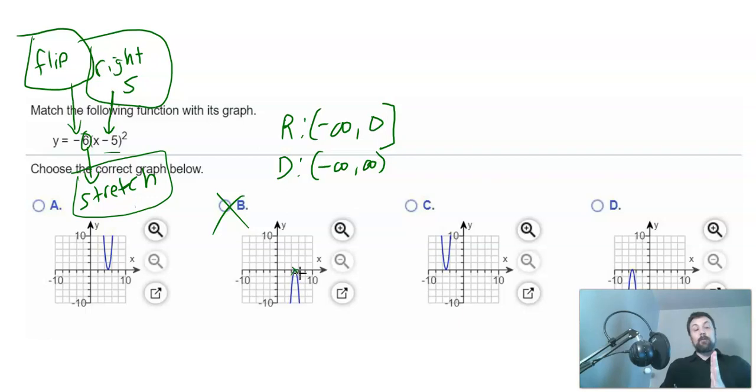It got shifted to the right 5, so we're talking about x equaling 5. You want the y coordinate, right? You want the largest possible y value. That's what the range is asking for. And so this is the highest point on the graph. The y coordinate for that point is 0. So that's the largest y coordinate that this graph can produce. And so it goes from -infinity to 0.